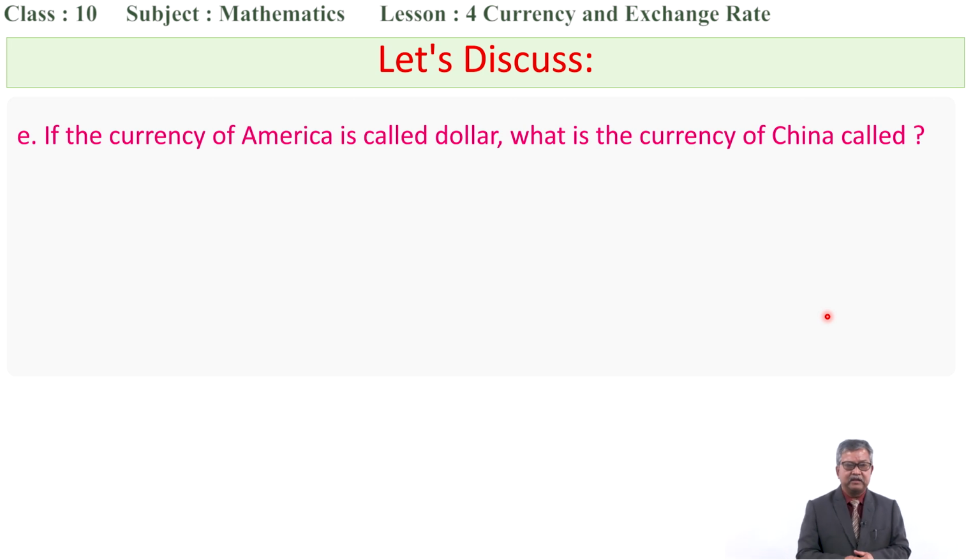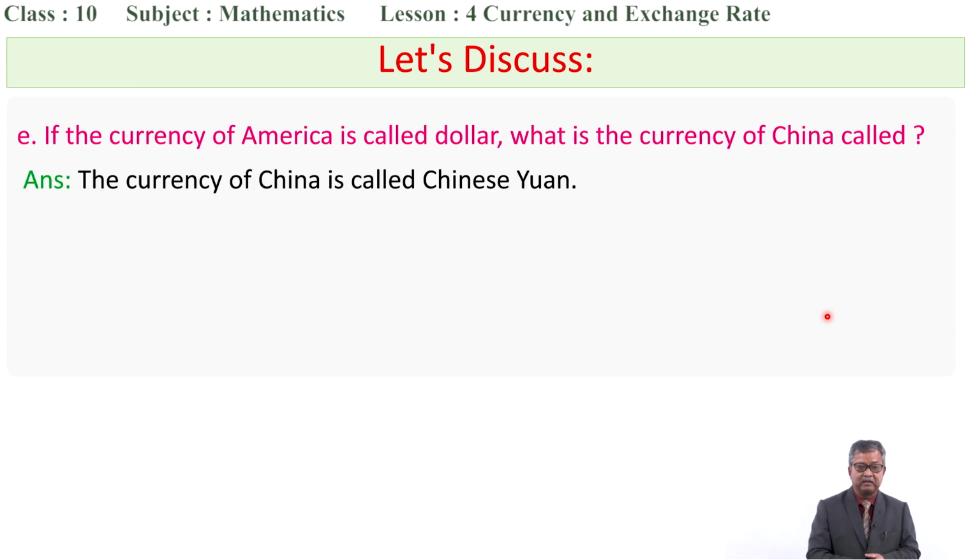Now next, if the currency of America is called dollar, then what is the currency of China called? I showed you the list of the names of the currencies of different countries. America's currency is the US dollar. Euro is the currency of the European countries. Similarly, the Japanese yen is the currency of Japan. Then the currency of China is called the Chinese yuan.